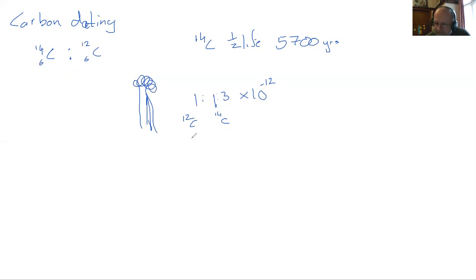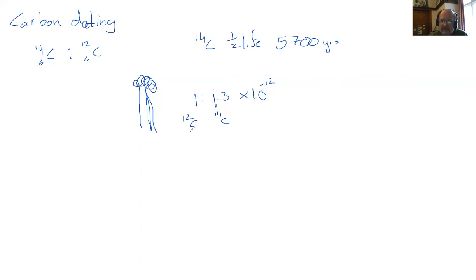So what happens is living plants pull this in, and it maintains this ratio inside the plant. So when the plant dies, though, the amount of carbon-14 decreases. And what we can actually do is count the decays and say how old it is.